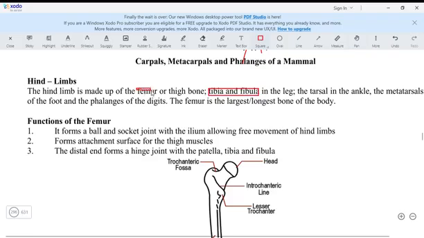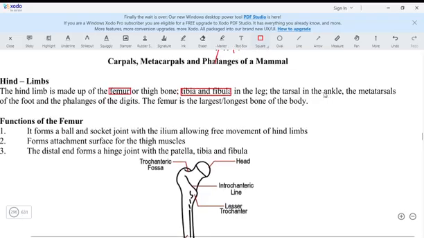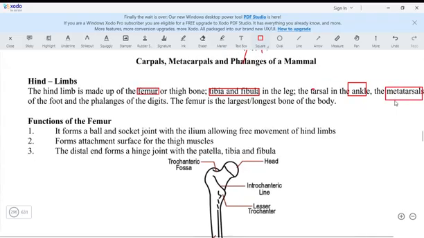The one at the upper part is the femur, but the two at the lower part are the tibia and fibula. Then we have the tarsals in the ankle, where you wear your socks. We also have what we call the metatarsals, that's our foot where we wear our shoes. Then the phalanges are in our digits, or your toes.